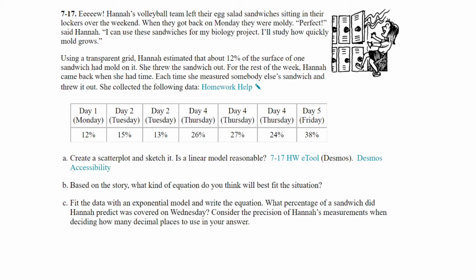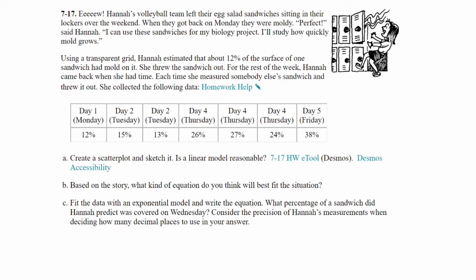For the rest of the week, Hannah came back when she had time. Each time she measured somebody else's sandwich and threw it out. She collected the following data. So you see the day on top, and some of them have repeats because she's looking at different sandwiches on the same day, and then you have the percent of mold on the bottom of the table there, your dependent variable. So we want to create a scatter plot and sketch it.